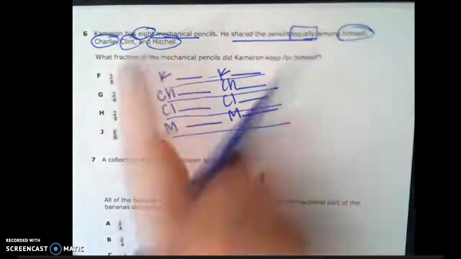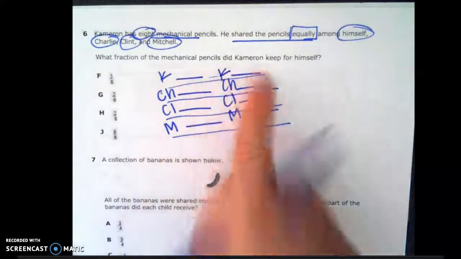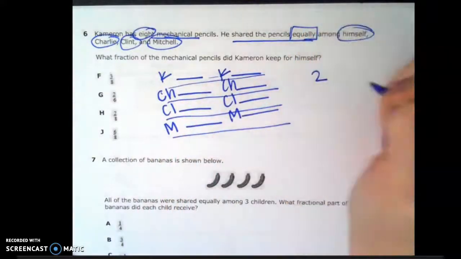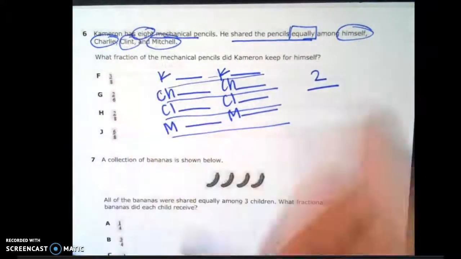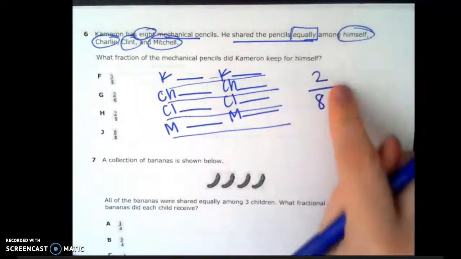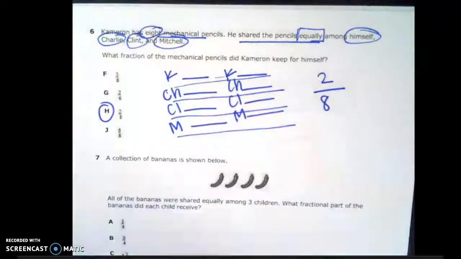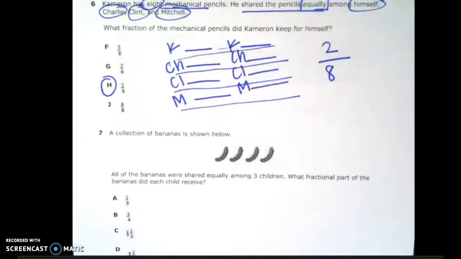So what fraction of the mechanical pencils did Cameron keep for himself? Cameron kept 2 of 8 mechanical pencils. So Cameron kept 2/8 of the mechanical pencils. So letter H is the correct answer.